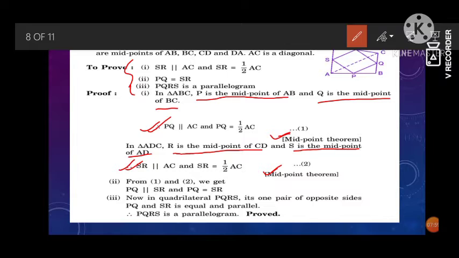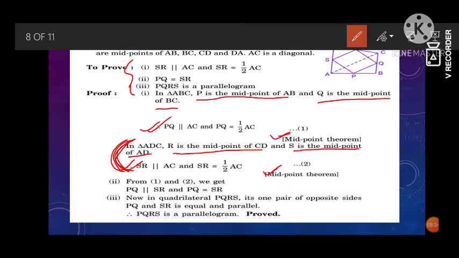So this part proves our first part, that SR is parallel to AC and half of AC by midpoint theorem. So our first part is proved. And in proving our first part, we got two equations, equation 1 and equation 2. So now we will prove the second part, where we have to prove PQ is equal to SR.